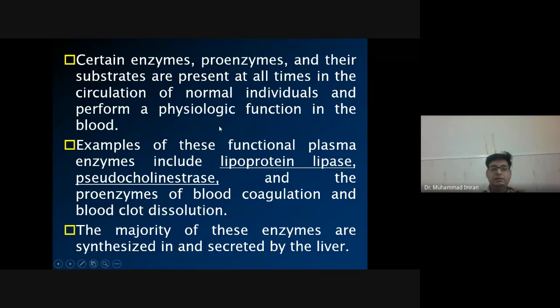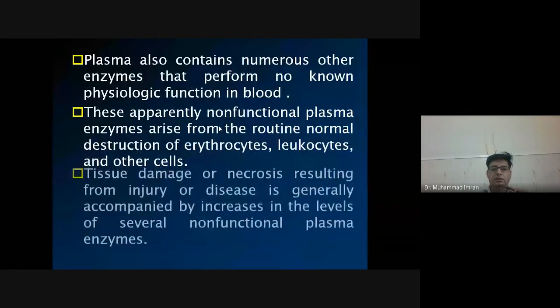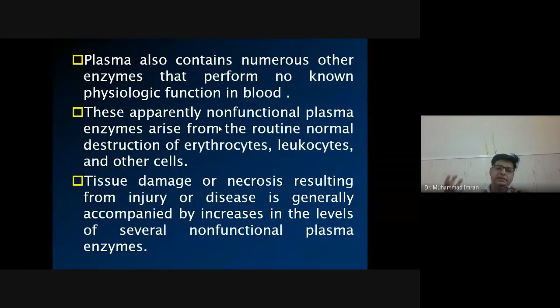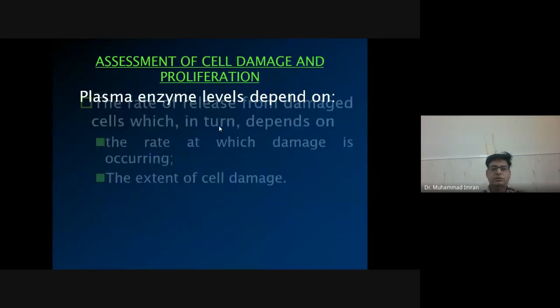So some enzymes are the physiological functional enzymes which are present in the blood, and some enzymes are the non-physiological functional enzymes which are present in the blood. These enzymes are released by some organelle and used to diagnose the disease caused by these enzymes. For example, ALT, AST, they are not functional enzymes in our blood, but they are present in blood during liver disease or some other diseases.